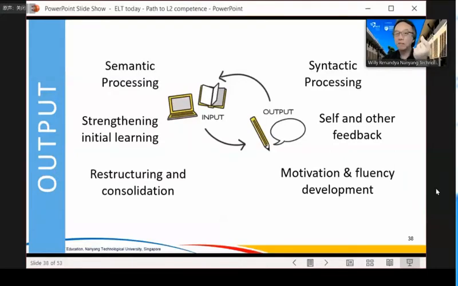But remember, we need to keep a balance. Input is also important. Input allows students to engage in meaning, in semantic processing. It helps students to strengthen their initial learning. It helps the students to see again words, phrases, grammatical features that they have just learned from the teacher. So it allows a lot of restructuring, consolidation to happen in their linguistic system.